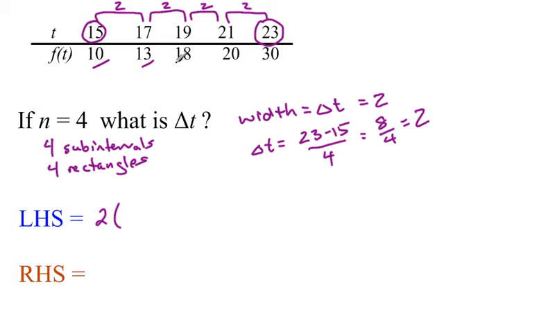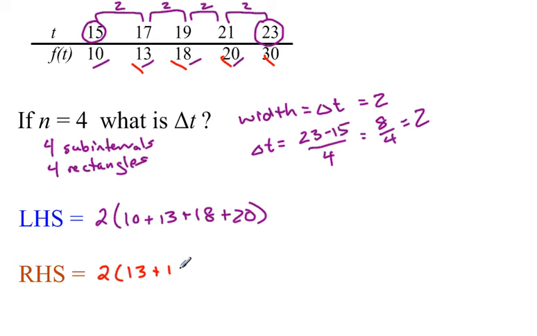So I'm going to use the 4 heights to the left. 10 plus 13 plus 18 plus 20. Whereas on the right-hand sum, I'll just switch my colors here, my width is still 2, but I'm going to use the right ones. So 1, 2, 3, 4, I'm going to use those 4. 13 plus 18 plus 20 plus 30. And then I've got some answers here for these.